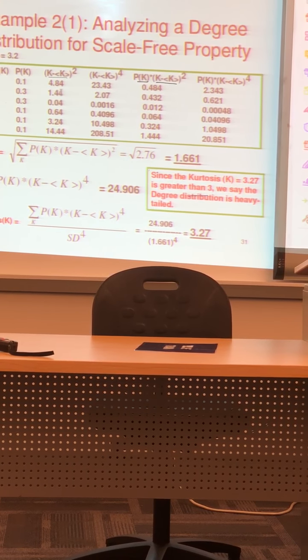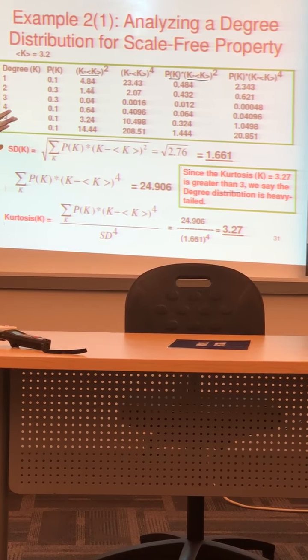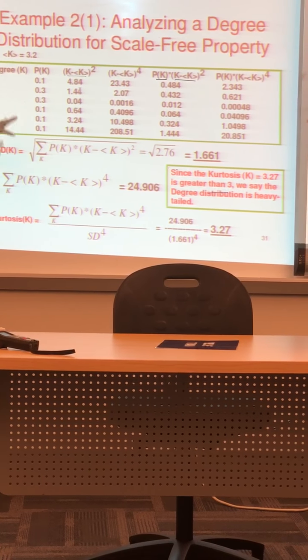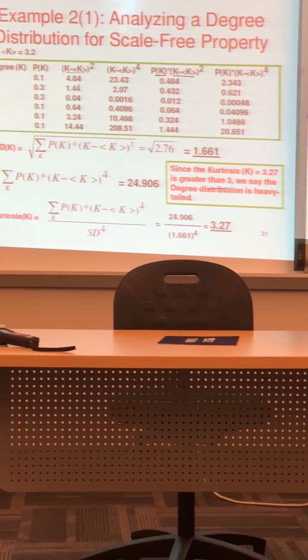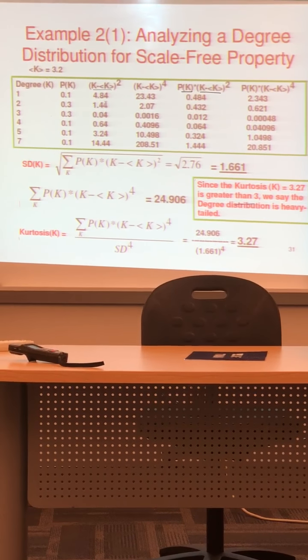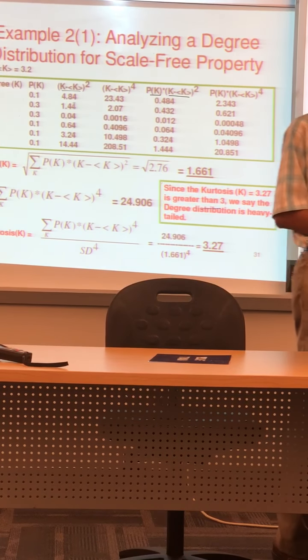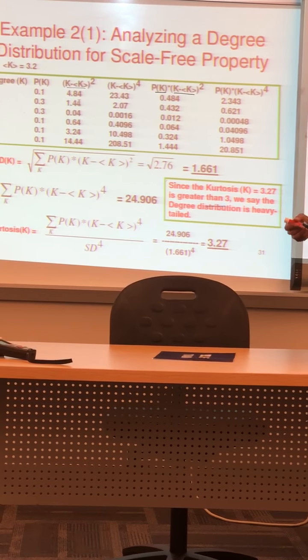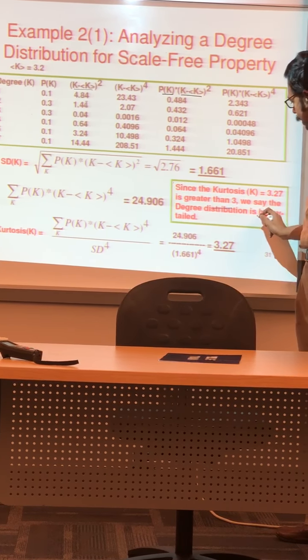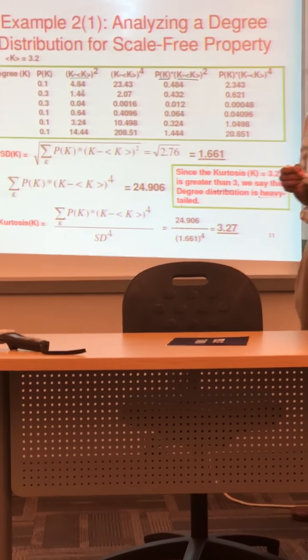If it's less than 3, naturally the standard deviation also will be less compared to the average. So we can then say the network does not exhibit scale-free property. If the kurtosis is more than 3, we can say it exhibits a heavy-tailed degree distribution. Yeah, it will go on forever.